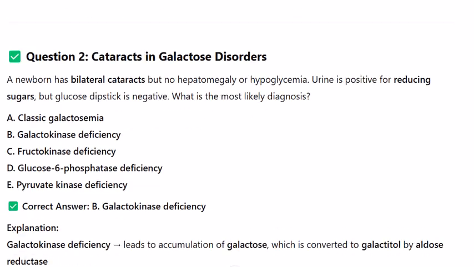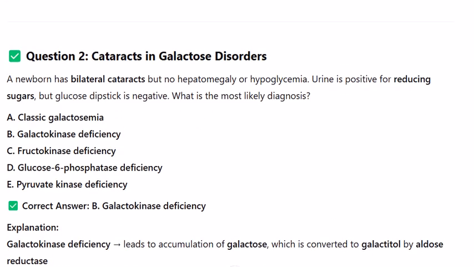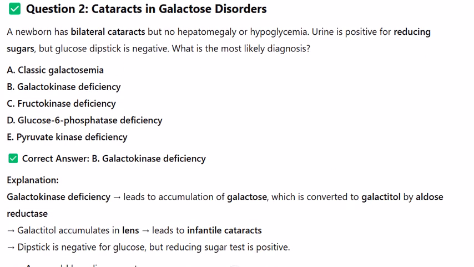Question 2, cataracts and galactose disorders. A newborn has bilateral cataracts, but no hepatomegaly or hypoglycemia. Urine is positive for reducing sugars, but glucose dipstick is negative. What is the most likely diagnosis? A. Classic galactosemia. B. Galactokinase deficiency. C. Fructokinase deficiency. D. Glucose 6-phosphatase deficiency. E. Pyruvate kinase deficiency. Correct answer B.